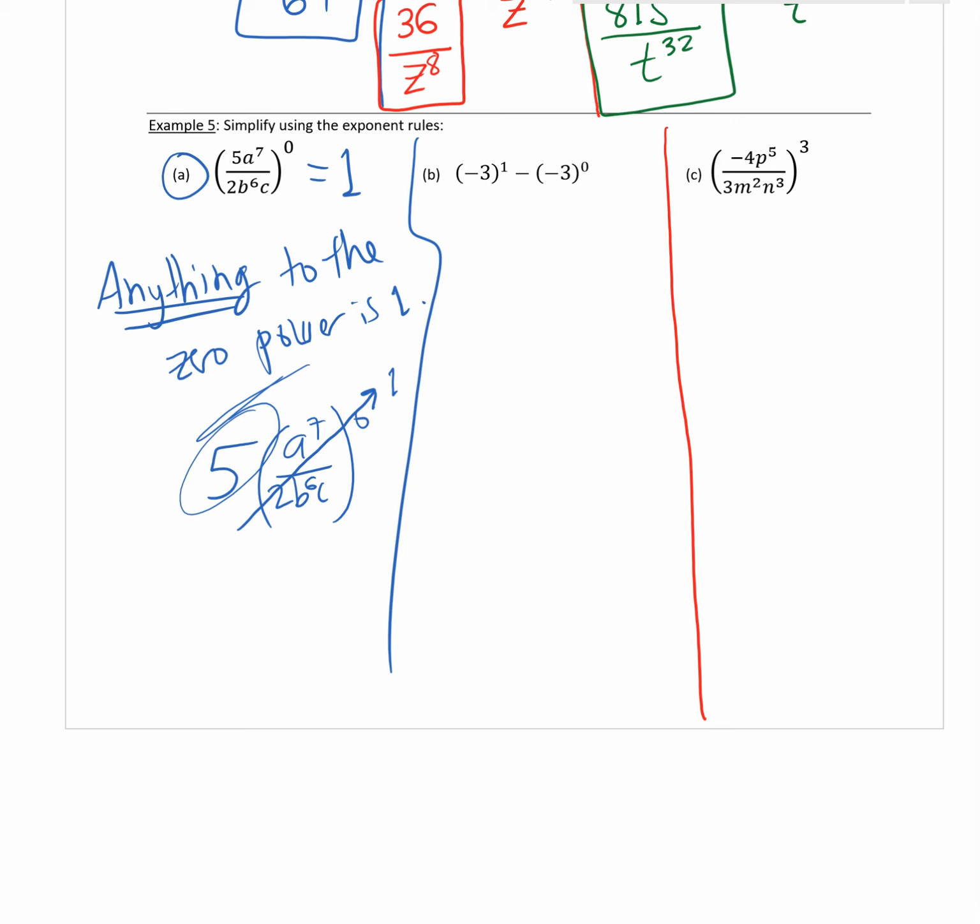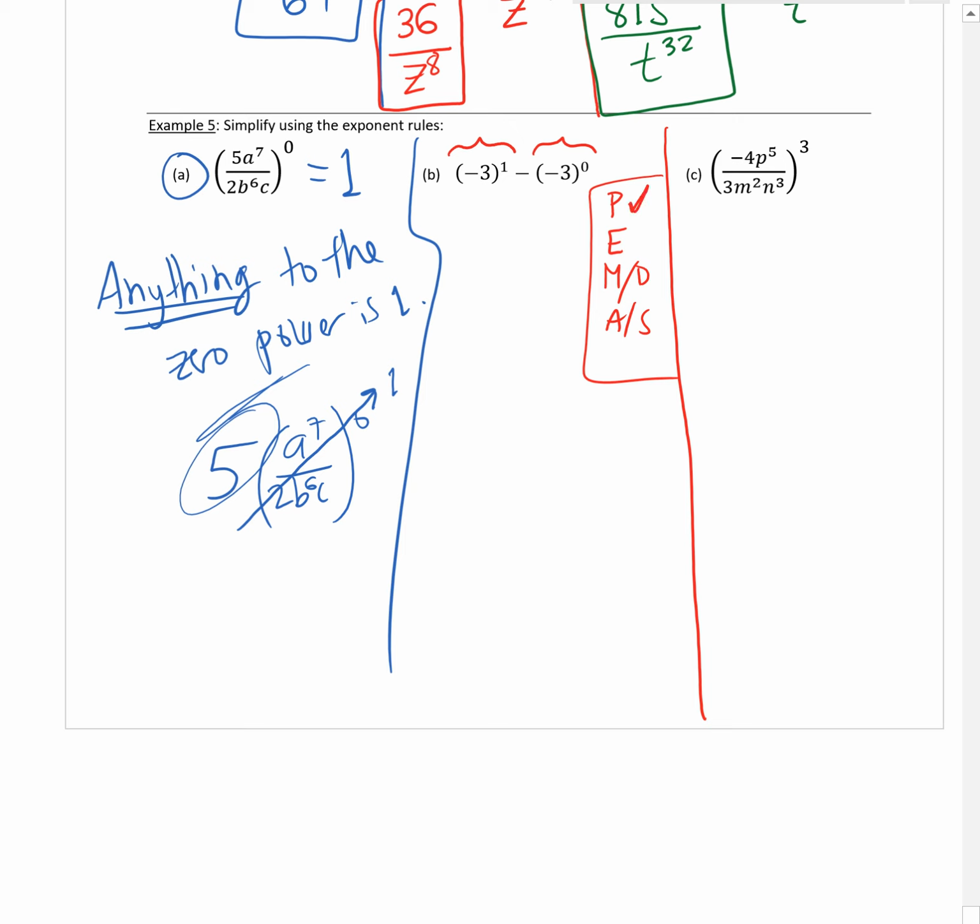Okay, how about the next one? Let's see this guy. You've got -3 to the 1 power, subtract -3 to the 0 power. There's kind of a lot going on, so you might want to use PEMDAS, the order of operations. What's in parentheses, what's exponents, what's being multiplied or divided, what's being added or subtracted. Because there's subtraction, there's powers. Okay, so first thing, parentheses.